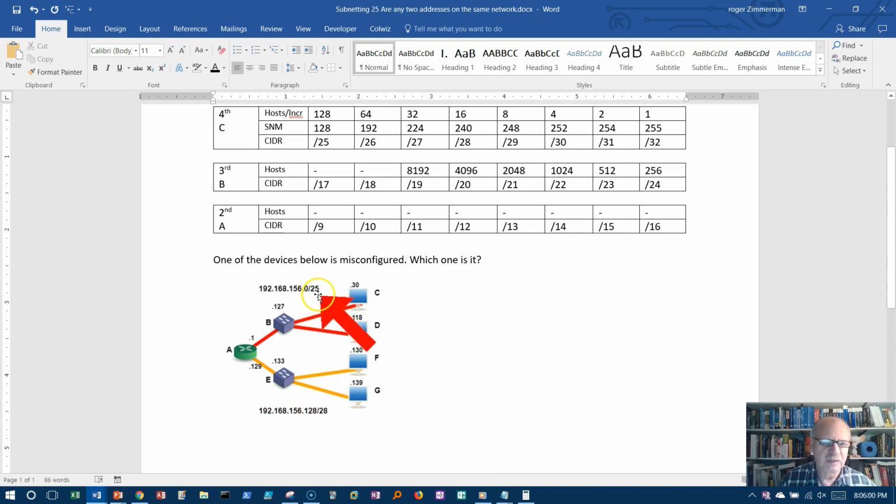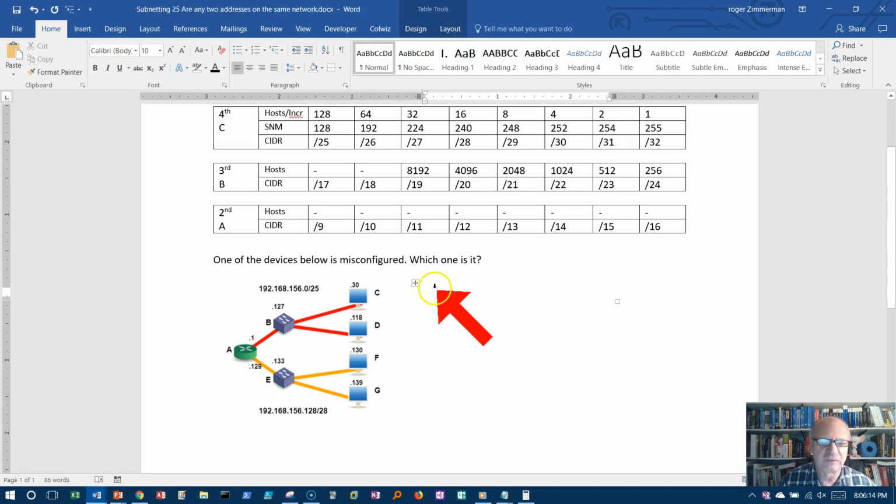But look at this. We have here, these are /25s up here. These are /28 down here. So we've got a couple of things going on. Well, let's see if we can figure out what is happening here so we can find the errant address.